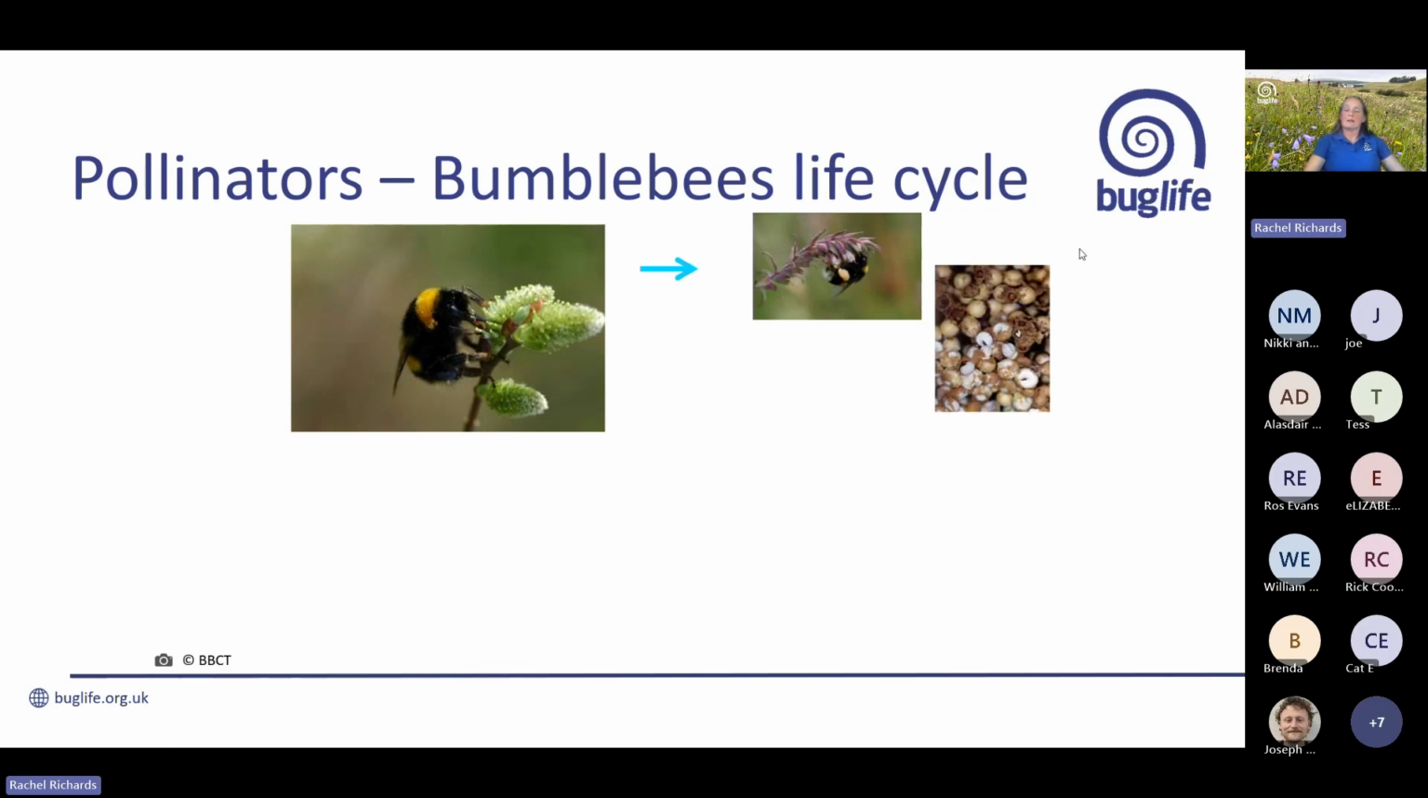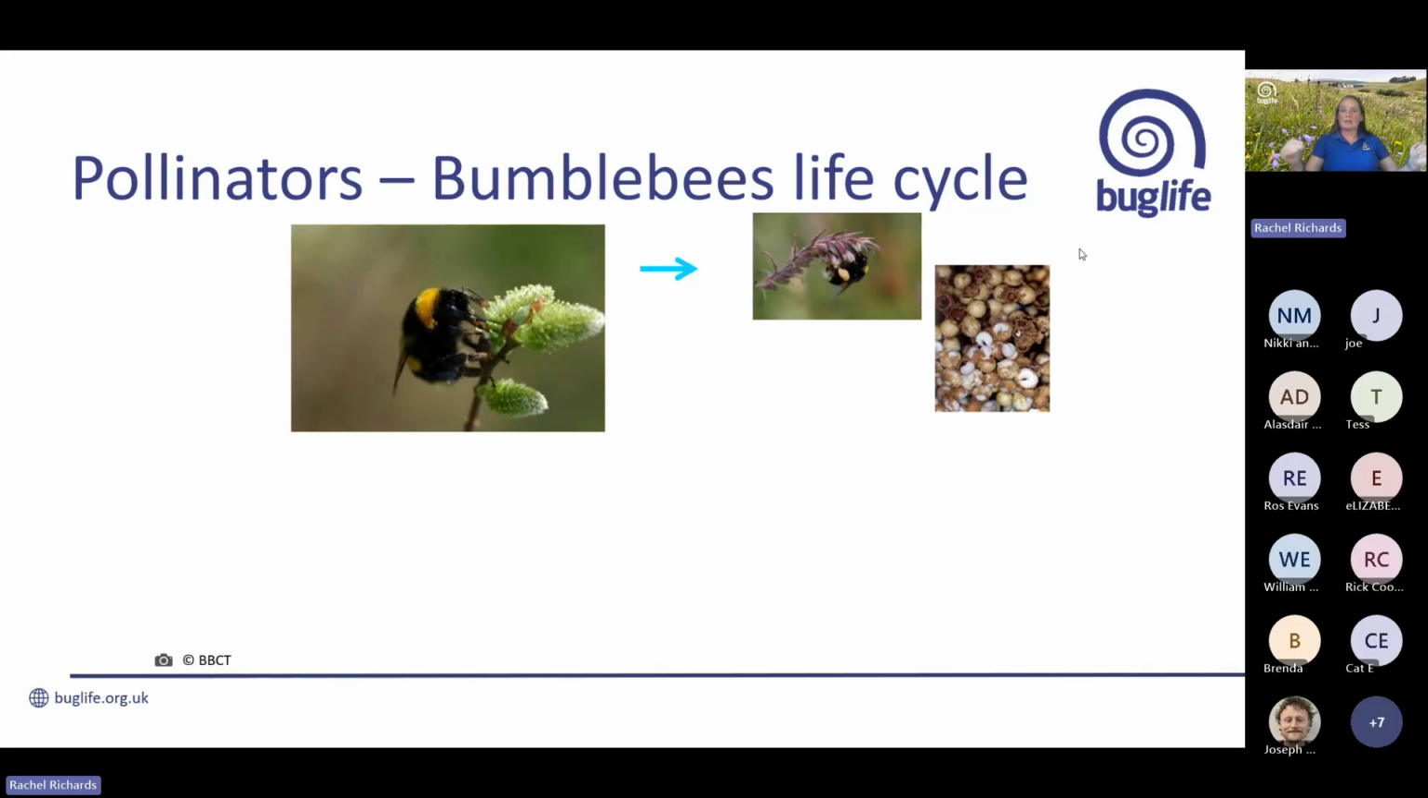But they will then be nest searching. So when you first see bumblebees in the spring, you'll often see them zigzagging around on the ground, going into little holes and out again, into tussocks of grass, and they're checking out potential nest sites. They like quite sunny nest sites.